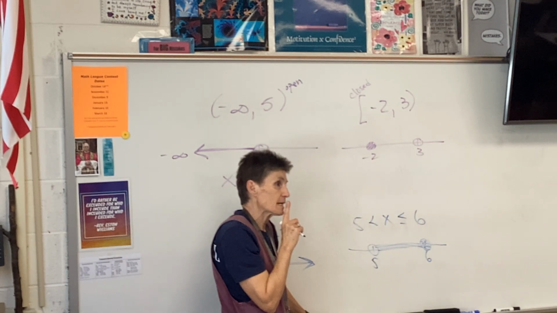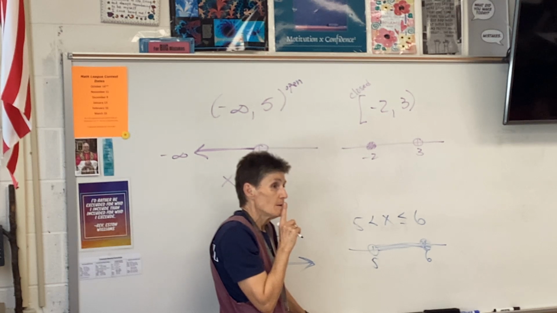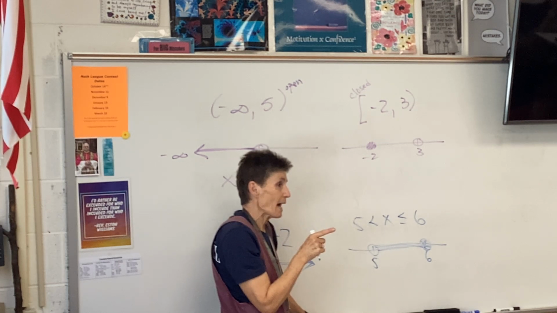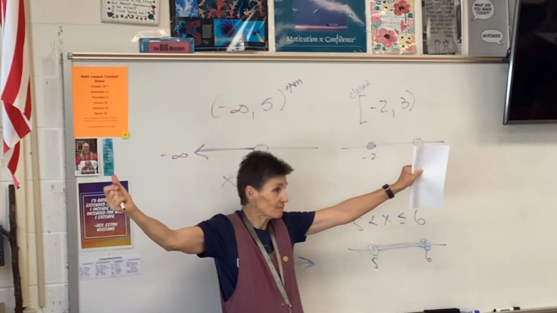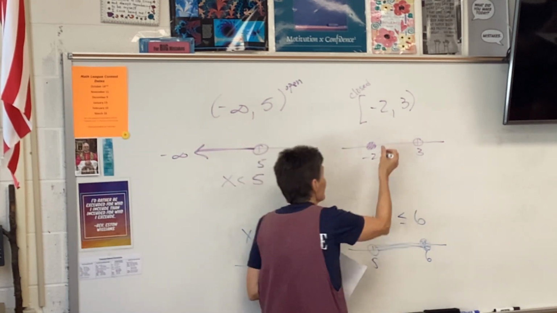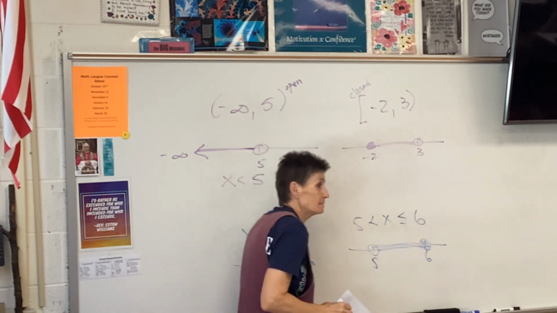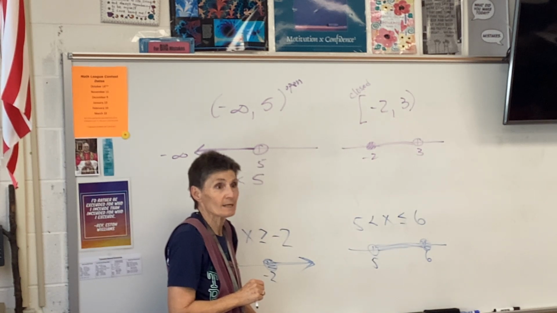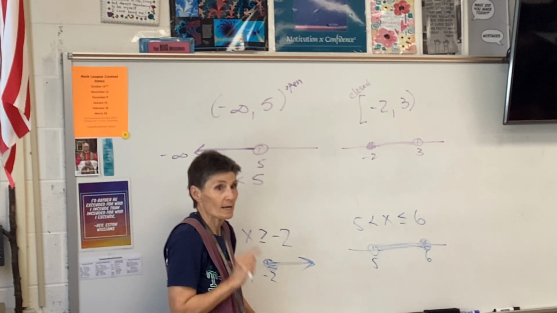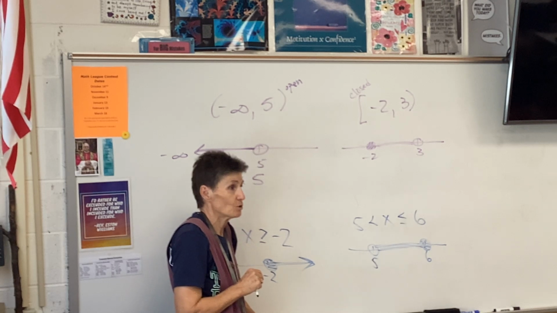Do you think it shoots out? The only way it would shoot out is if it has an infinity in it, because the arrows are the infinities. So this is going to be in between. We're going to be in between -2 and 3. Okay, in between -2 and 3.